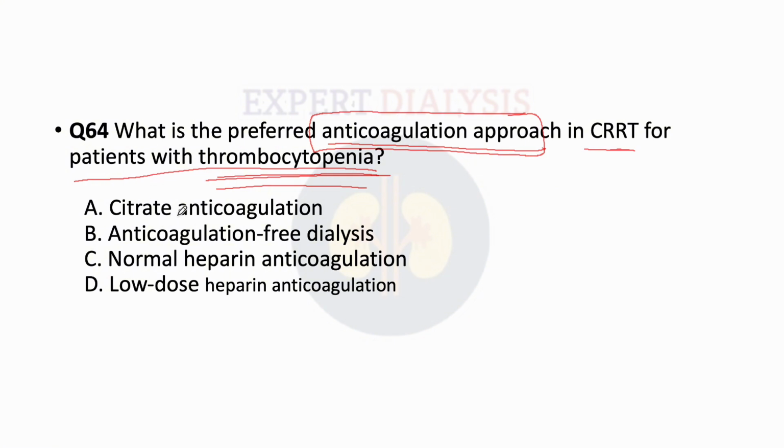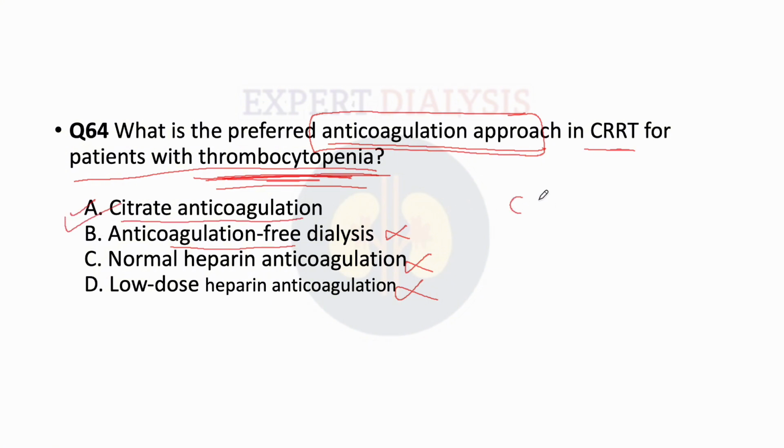The first option is citrate anticoagulation. The second one is anticoagulation-free dialysis. No. The third one is normal heparin anticoagulation. It would have been the answer, but since the patient has thrombocytopenia, this one is wrong. Low-dose heparin anticoagulation is also wrong. Whenever they tell you about thrombocytopenia, the answer will be citrate anticoagulation.